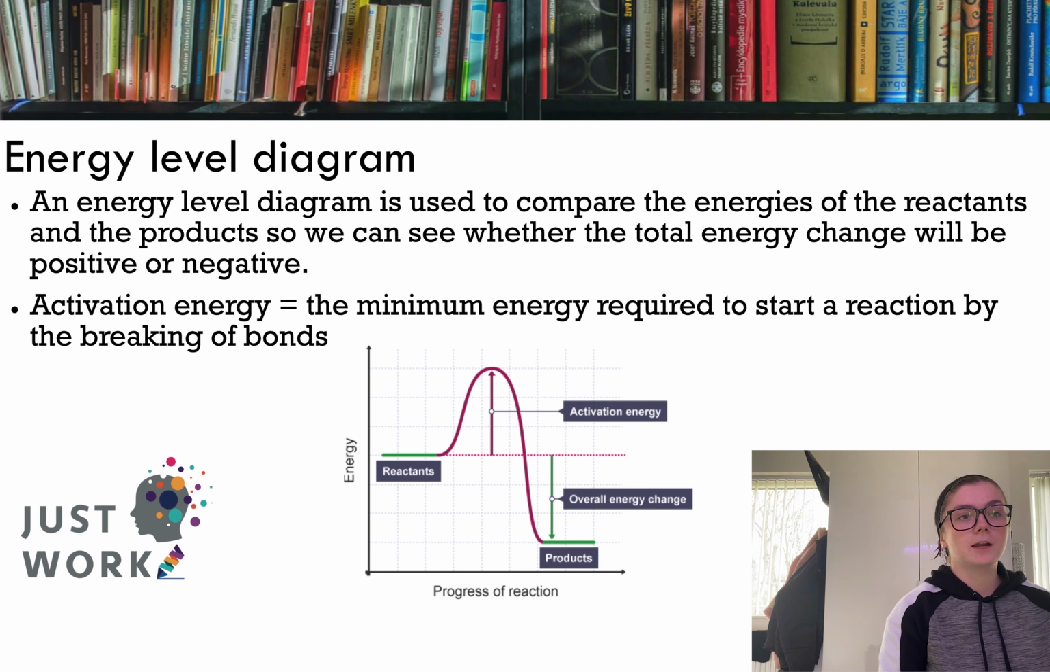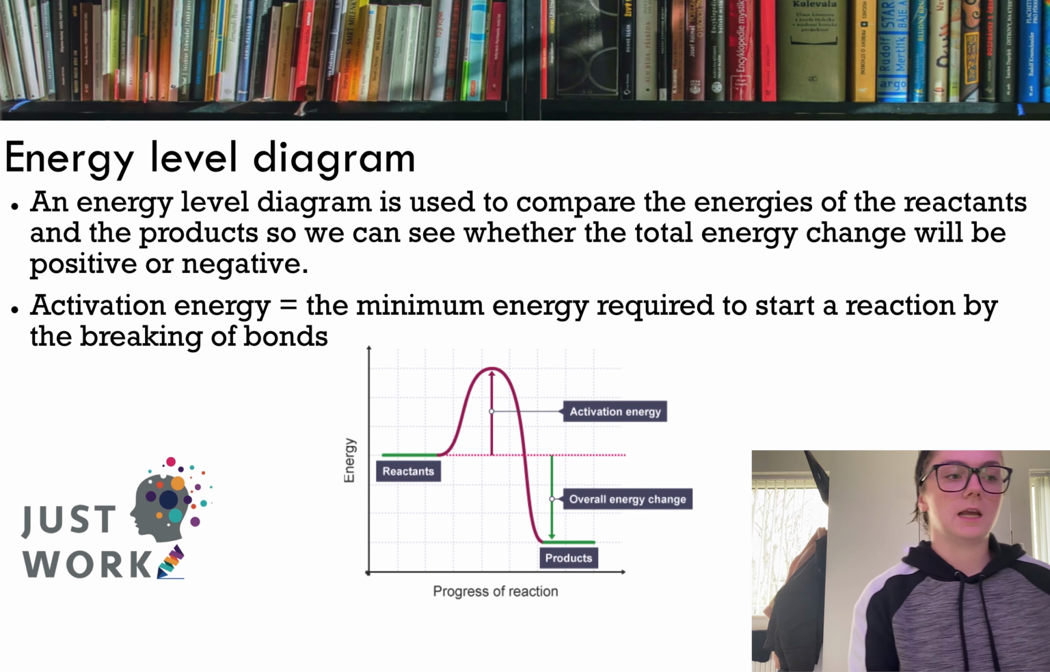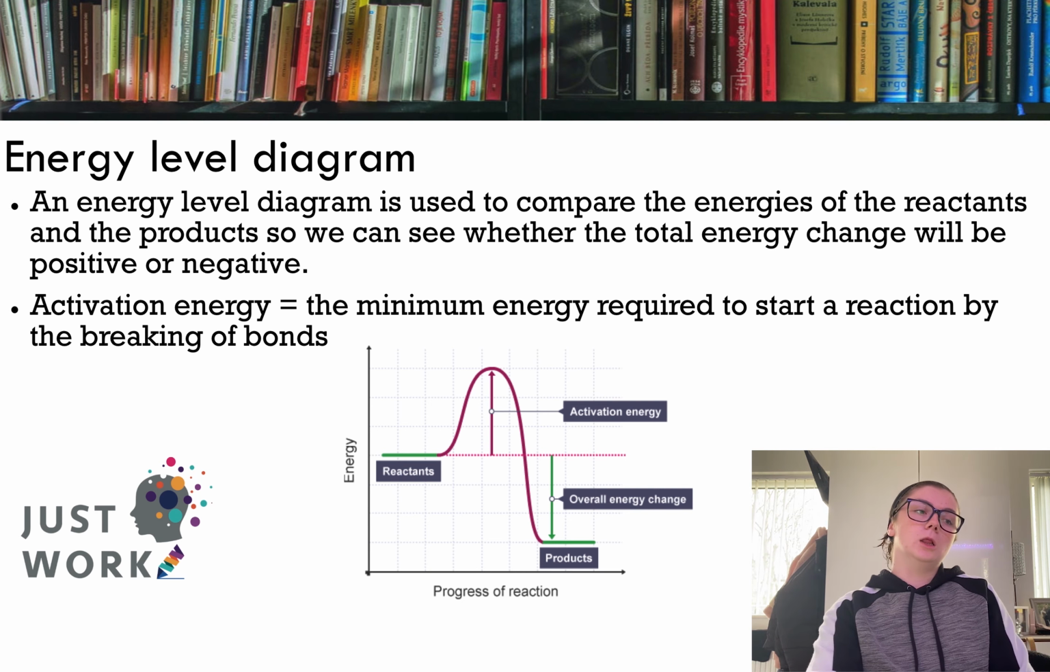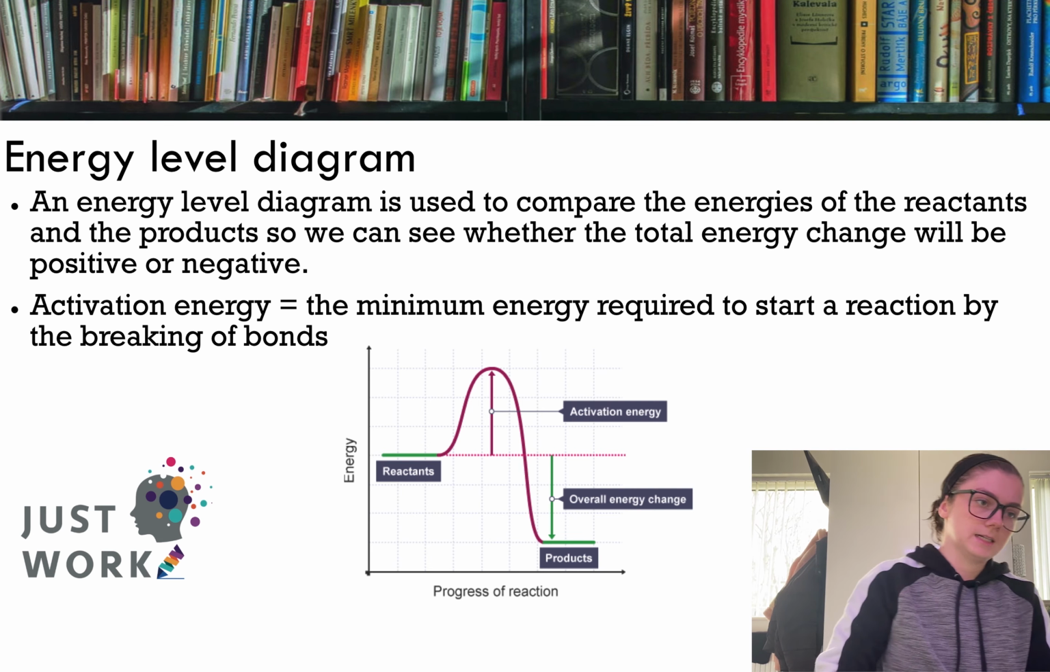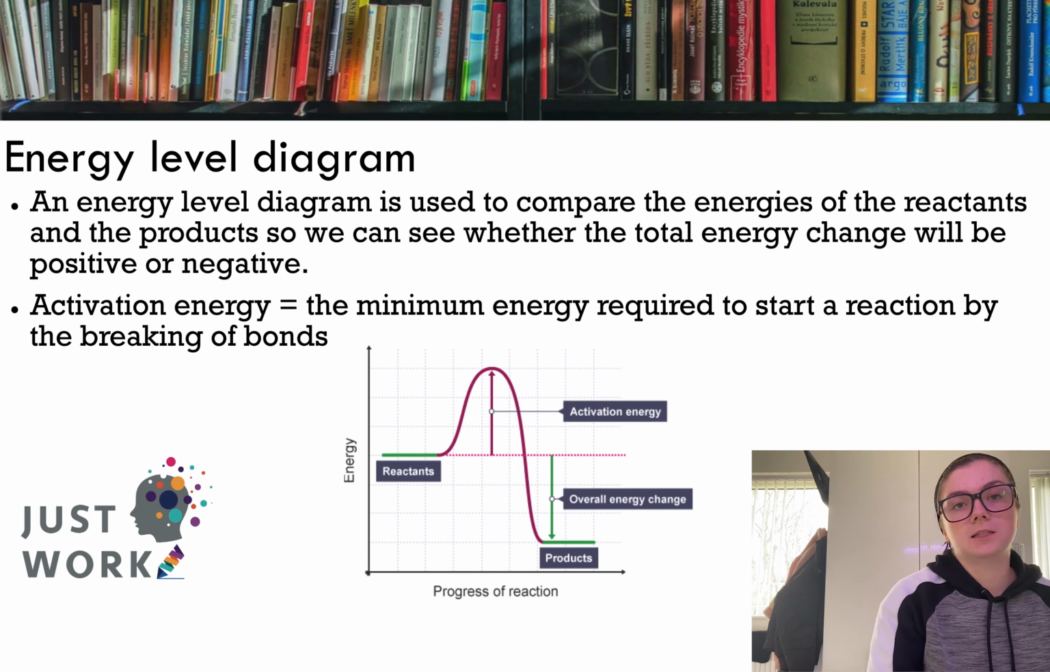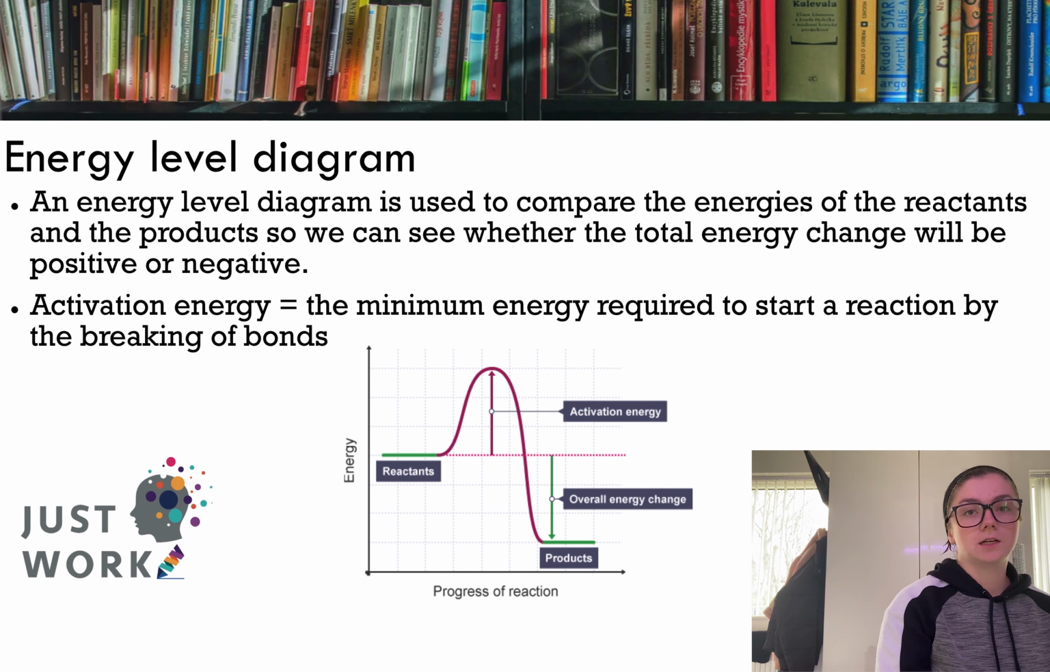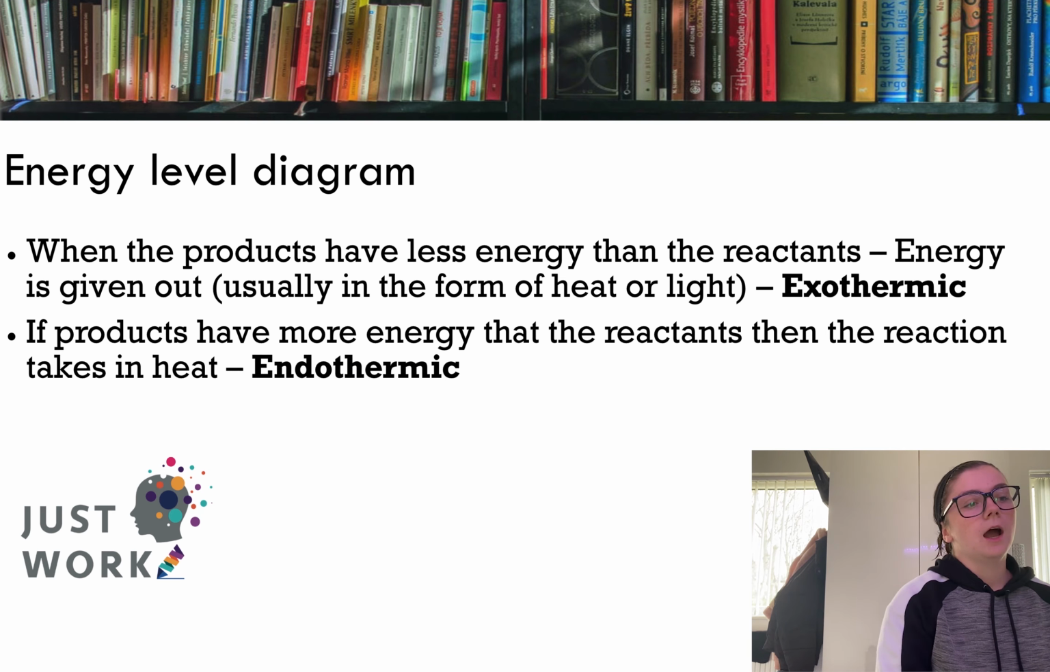So it's used to compare the energies of the reactants and the products so we can see whether the total energy change will be positive or negative. And that hump at the top is known as the activation energy, and that's the minimum energy required to start a reaction by the breaking of bonds. So as we can see, if the products are lower in energy than the reactants, energy is going to be given out and the reaction will be exothermic. If the products are higher in energy than the reactants, then it's going to be an endothermic reaction, and that's just summarized here on this slide.